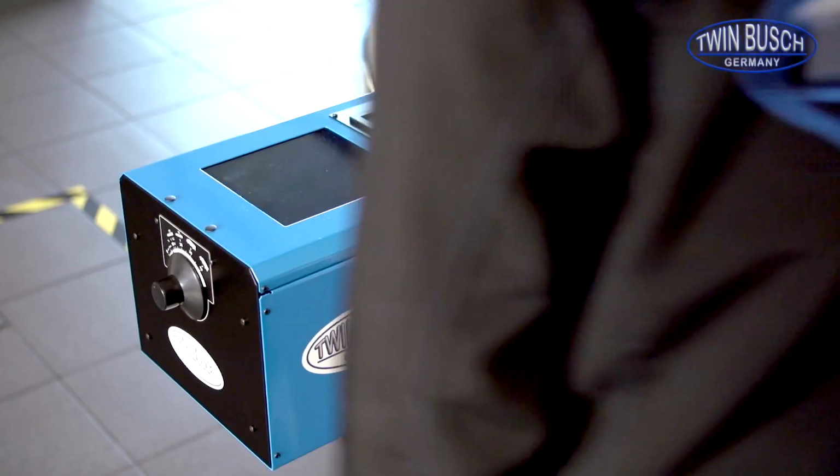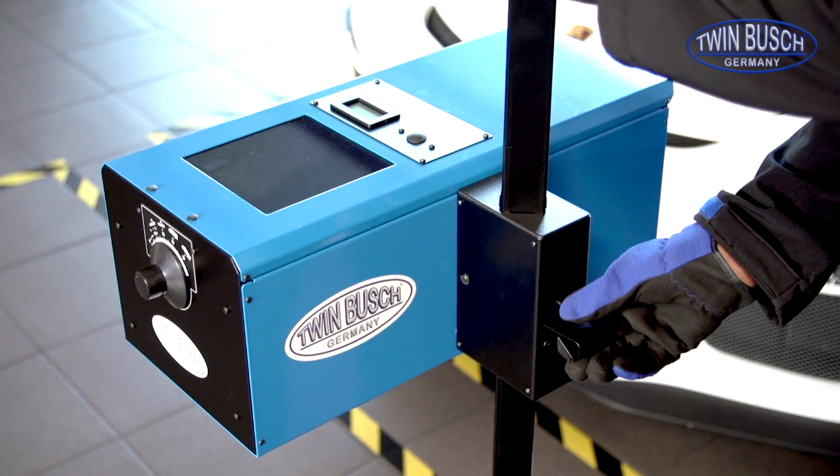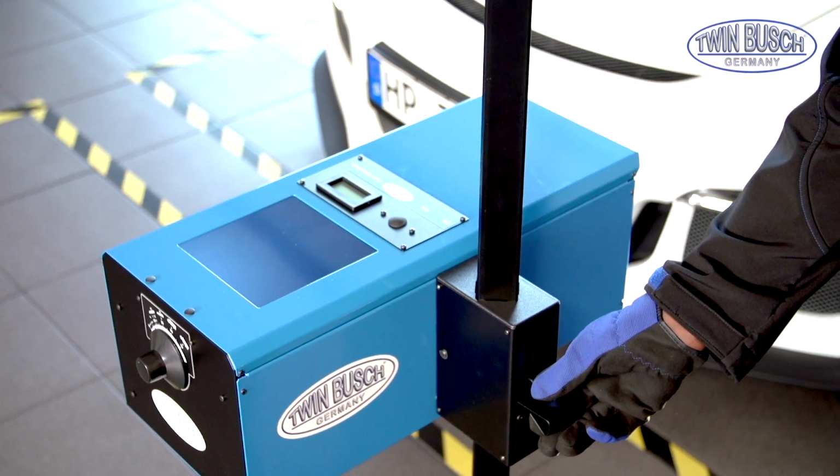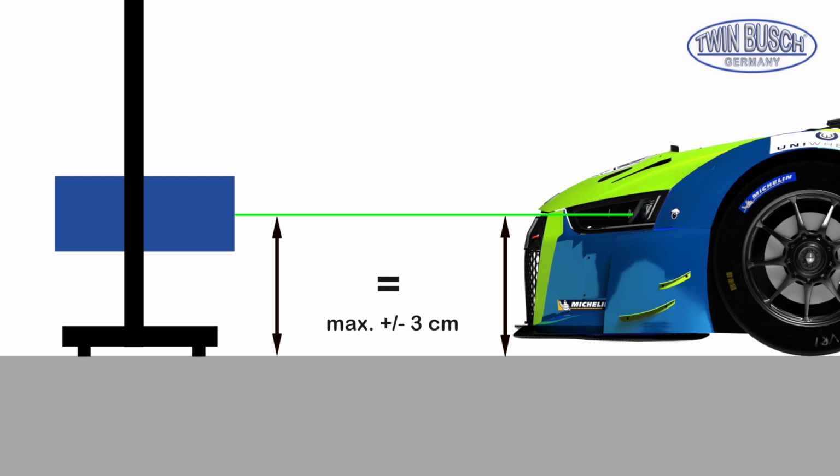Now position the headlight adjustment device in front of the headlight and adjust the height of the device. The middle of the device's entry opening must be at the same height as the headlamp that will be measured. You can do the alignment by sight, as long as you do not deviate more than 3 centimeters from the center of the headlight, neither in height nor in width. At this point, it must also be mentioned that the distance between the headlight adjustment device and the headlight must be between 30 and 70 centimeters.